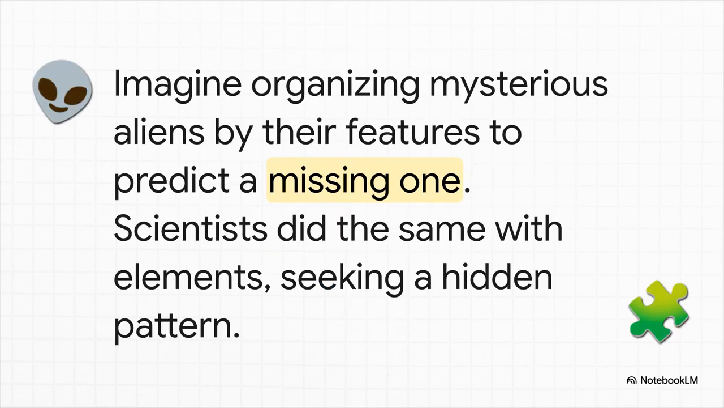You know, way back when, chemists were basically sci-fi detectives. Seriously, imagine someone hands you a bunch of cards, and on each card is a different alien. And you have to sort them by their features, you know, how many eyes they have, maybe how long their arms are, so you can figure out what a missing alien in the set must look like. That's exactly what early scientists were doing with the elements, just looking for that hidden order.